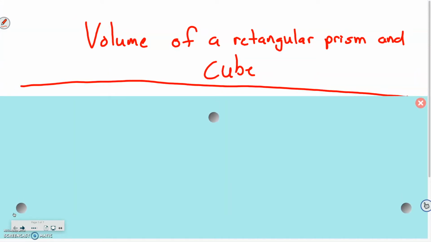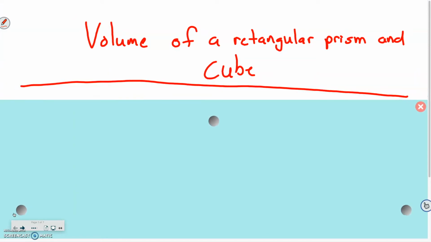So the title of our lesson today is the volume of a rectangular prism and cube. You find volume the same way for either one. So write that down at the top of your paper and pause it. Push play when you have it.